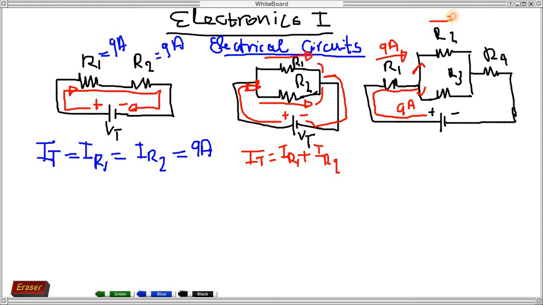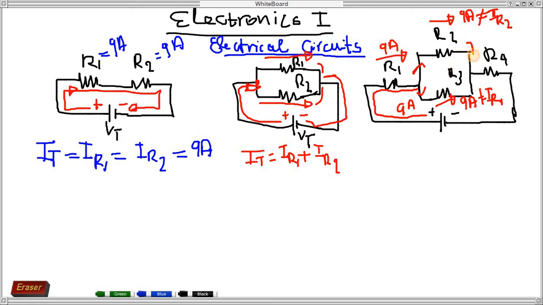So it's going to give some current in R2 that will be different. That current will be different from 9. So the current on R2 is going to be different, and the same thing here. The 9 ampere will be different from the current that will flow from R1. So here we have a parallel.